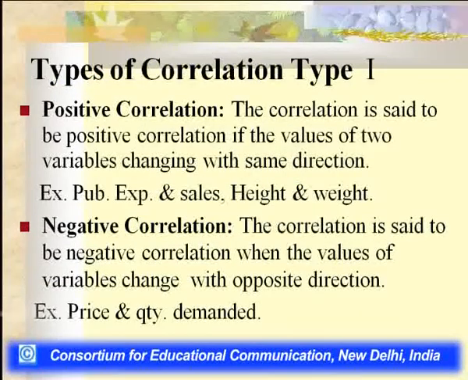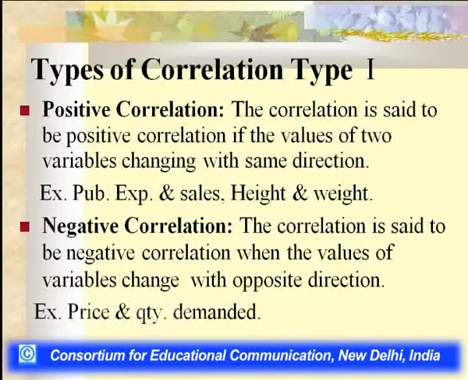The types of correlation, type 1: positive and negative. Let me give you a conceptual framework of what positive correlation means and what negative correlation means. The correlation is said to be positive if the values of two variables change in the same direction. For example, public expenditure and sales, height and weight. So this is a kind of positive correlation, that is, they are both varying in the same direction.